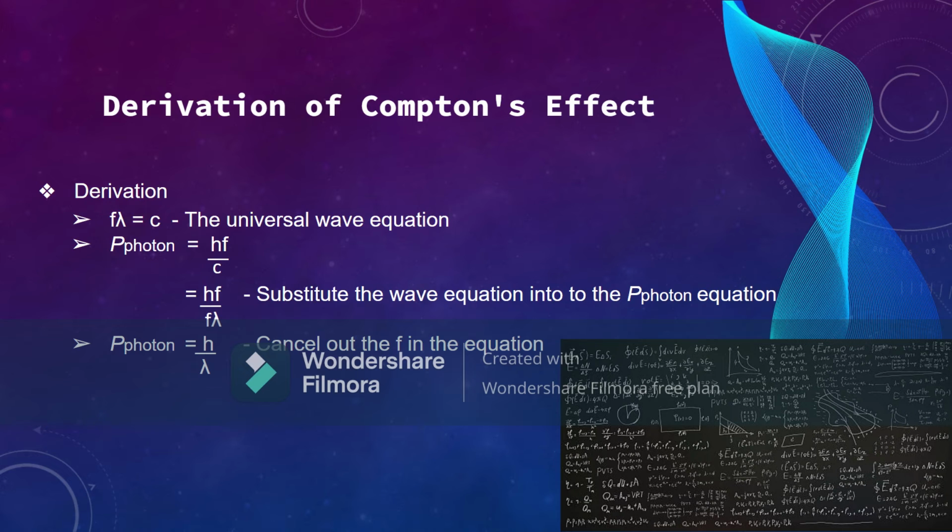The derivation of Compton's effect. Derivation: frequency times wavelength is equal to c. This is the universal wave equation, and it is known that the momentum of a photon is equal to hf divided by c. So substituting c with frequency times wavelength into the equation hf divided by c, you get hf divided by f times wavelength. So the momentum of the photon is equal to h divided by wavelength, after you cancel both frequencies from the top and the bottom of the equation. This will give you the equation: the momentum of the photon is equal to Planck's constant divided by wavelength.